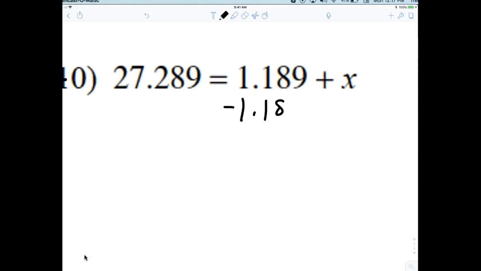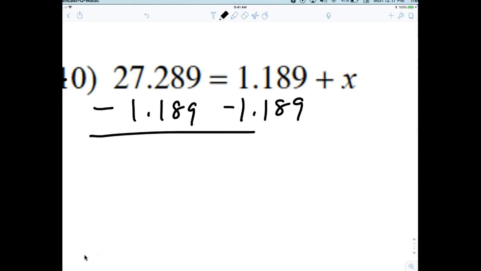Subtract 1.189. Notice I'm lining up my decimals. Look carefully. X equals... Look up on the board and make sure you can just look at that and tell me that the answer is 26.100, 26.1. And you can say 100, I don't even care.